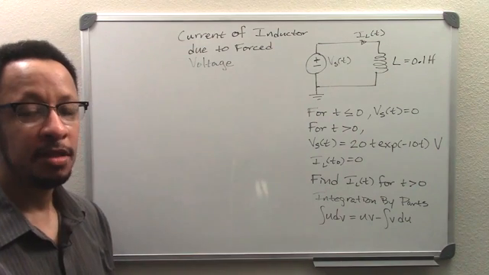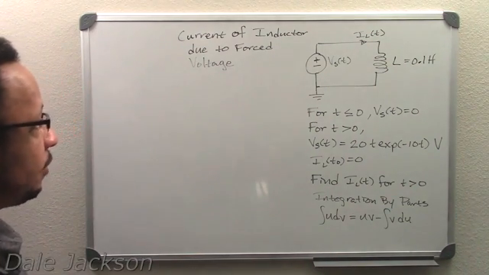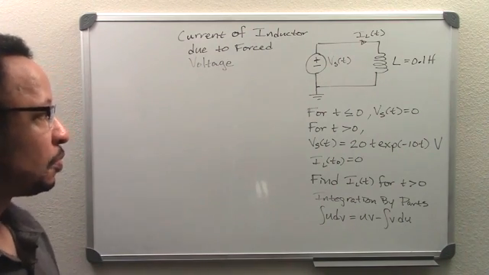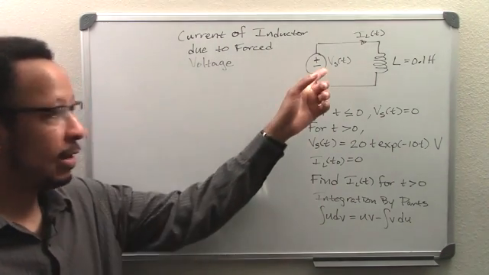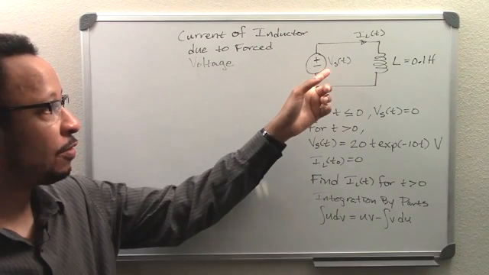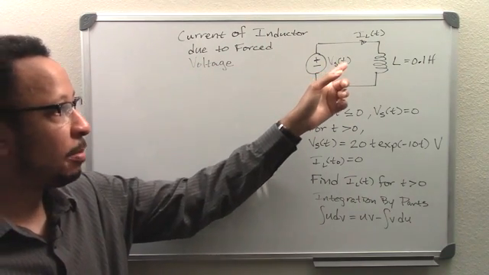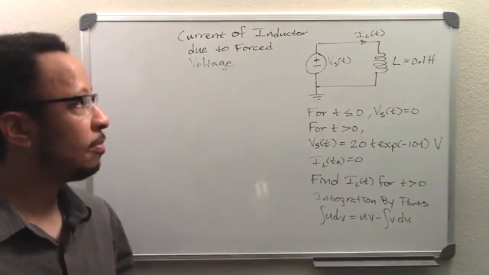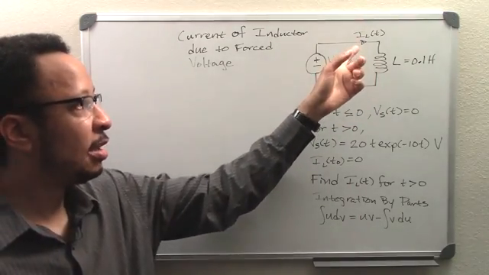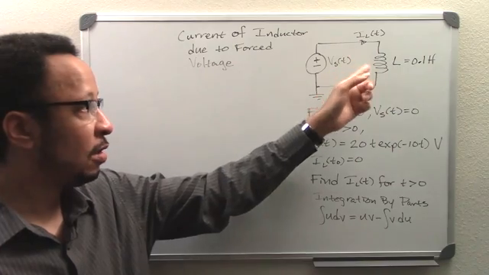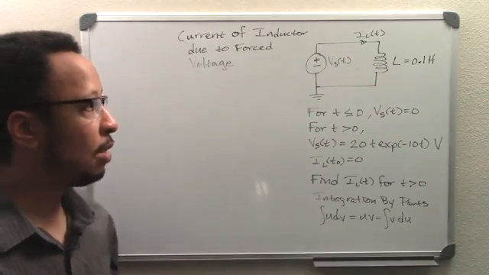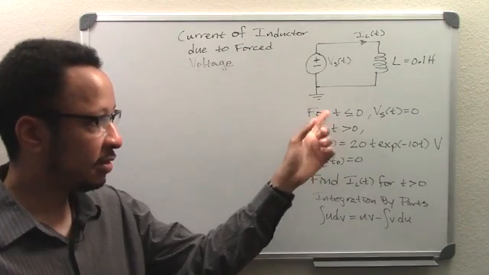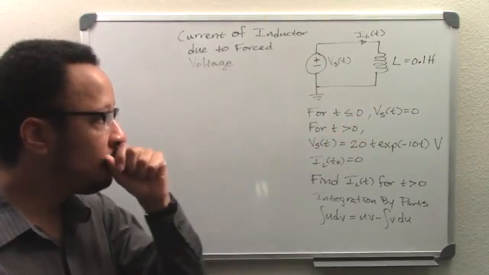Hello everyone. Today I'll be talking with you about the current of an inductor due to a force voltage. In this circuit I have an ideal voltage source imposing this voltage on our inductor, and our main task is to find IL of t, which is the result of the current going through our inductor. For t less than or equal to 0, Vs of t is 0.